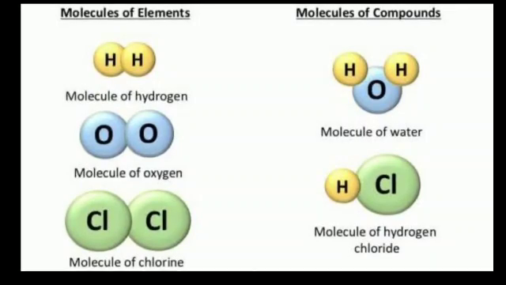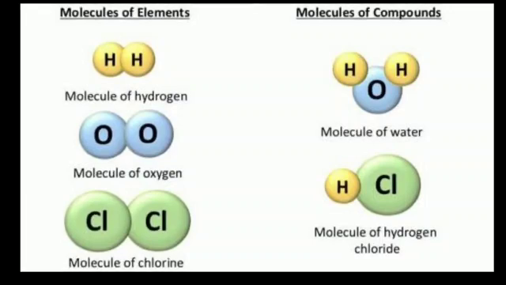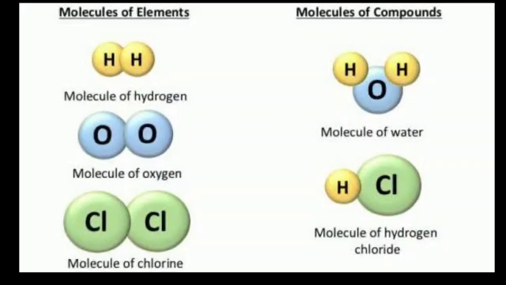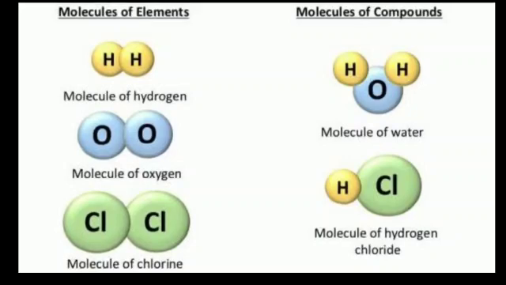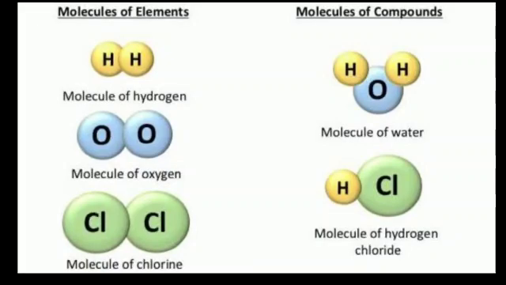So a molecule of hydrogen is an element, a molecule of oxygen, a molecule of chlorine is an element because they are all made up of the same kind of atoms. A molecule of hydrogen is made up of two hydrogen atoms. A molecule of oxygen is made up of two oxygen atoms. A molecule of chlorine is made up of two chlorine atoms.